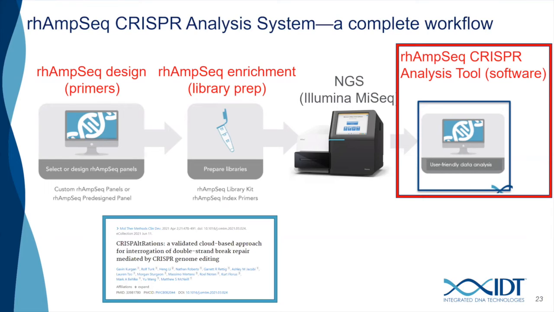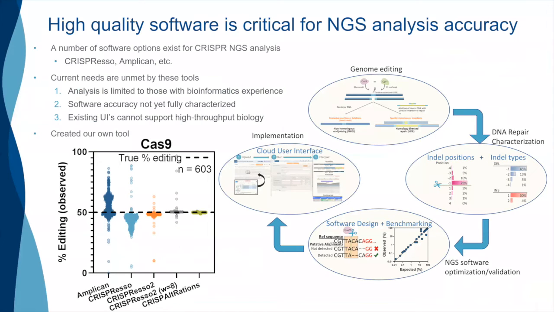And all of the background and information about the analysis tool is recently published. I've highlighted that publication here to read more about the development of that. But why did we go and create a CRISPR NGS analysis software? There's a lot that exists. And the short answer is that, talking with a lot of scientists and our own internal R&D teams, a lot of these other tools we found difficult to use if we didn't have strong bioinformatics resources or backgrounds, and that they weren't necessarily fully characterized or validated for high throughput workflows.